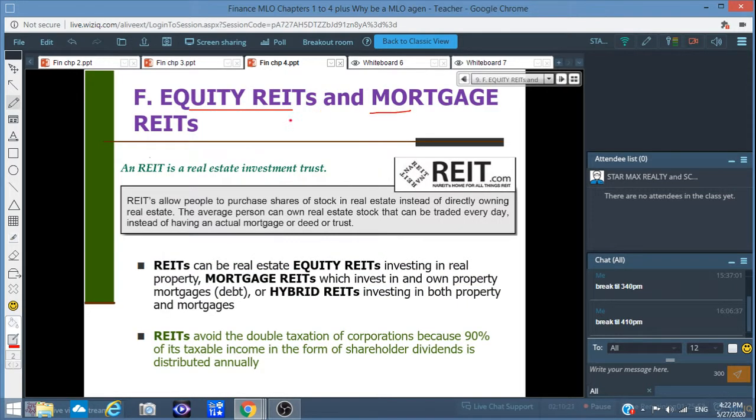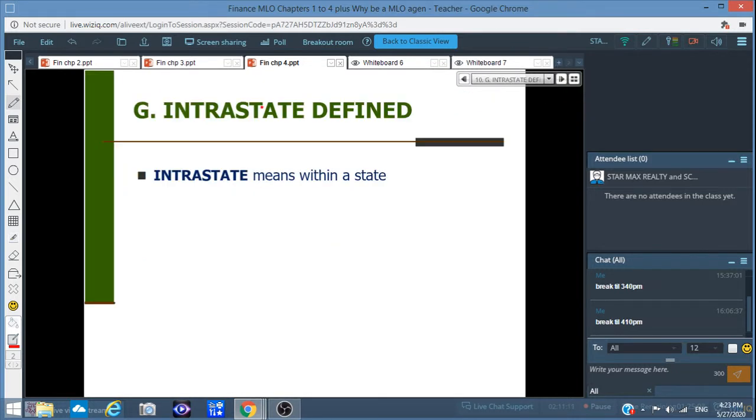Okay, equity REITs and mortgage REITs, or it could be a hybrid or combination. Okay, some real estate investment trusts, they do building, right? They make the profit in the building. Mortgage REITs, they make money in the loans. Okay, some of them they do both. It's called hybrid. 他两样的做 okay. So REIT avoid double taxation because 90% of the taxable income they distribute to the shareholders. Okay, 他不会很像普通的公司啊抽税抽两遍 okay, 公司也抽税 right, 这个受益人也抽税 okay.